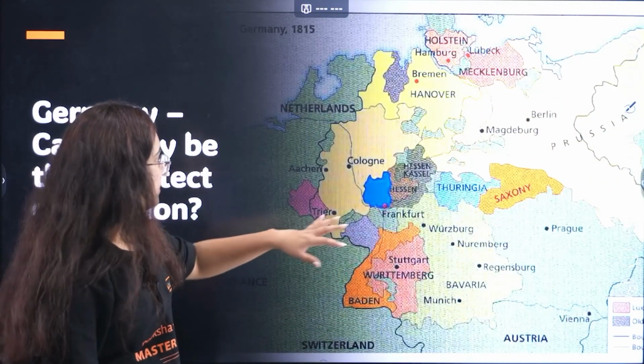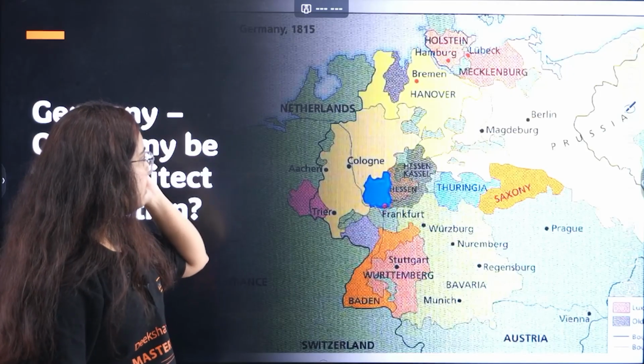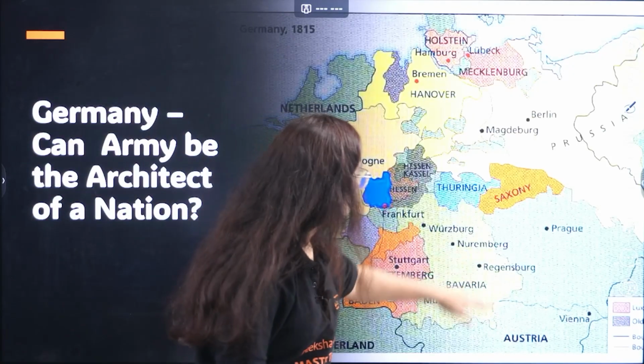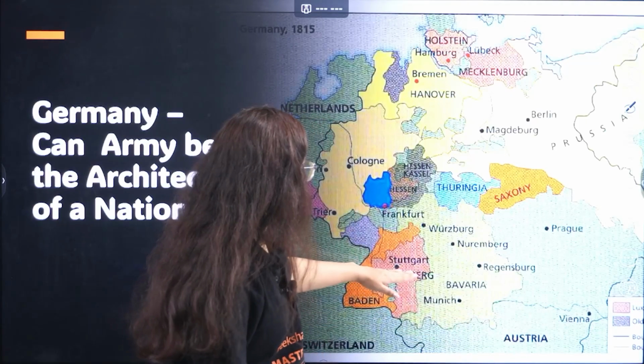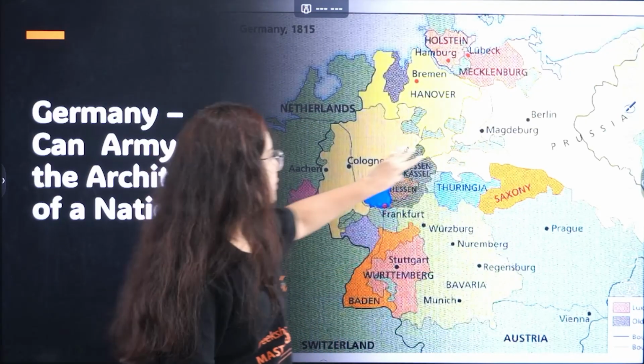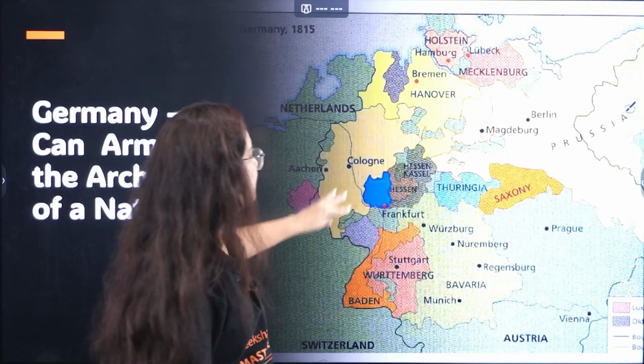See this region and understand this. Frankfurt, Würzburg, Nuremberg, Bavaria, Stuttgart, all this region was a place where the German language was being spoken.